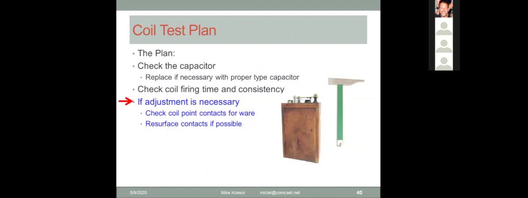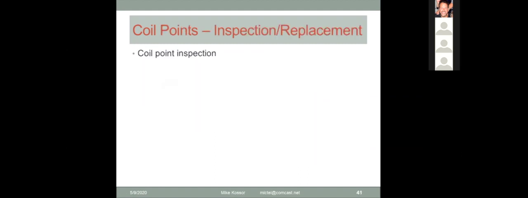So adjustment is necessary. The plan is to check the point contact for wear, and resurface the contacts if possible. It depends how long this coil's been in service. Usually it's a friend's coil, or it's your coil that's been in the car for a while. So rather than just try to adjust it and have a tough time adjusting it because the contacts are worn or dirty, it's a good idea to pull those points off and inspect them.